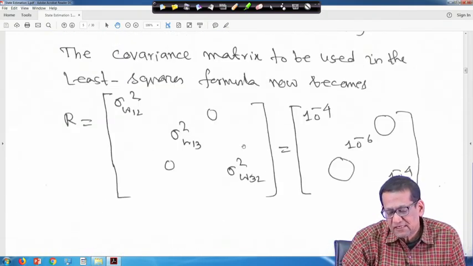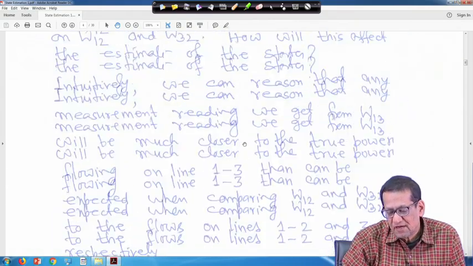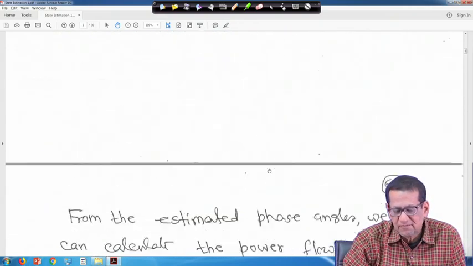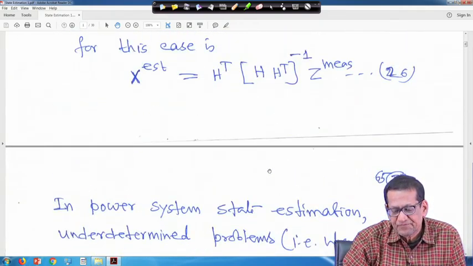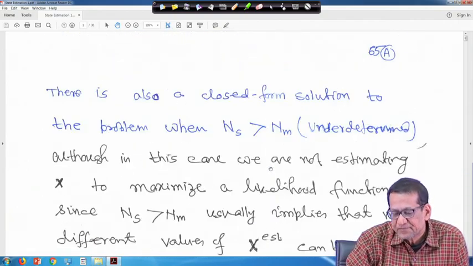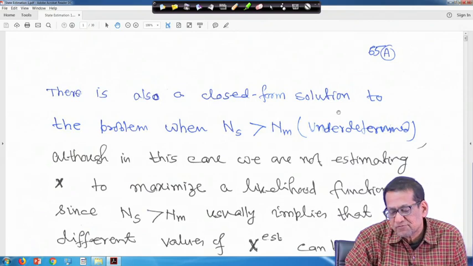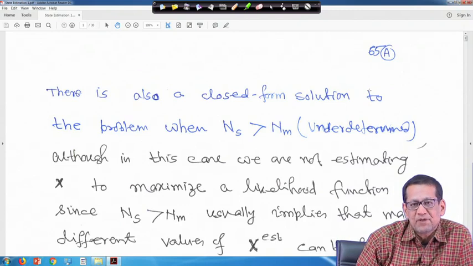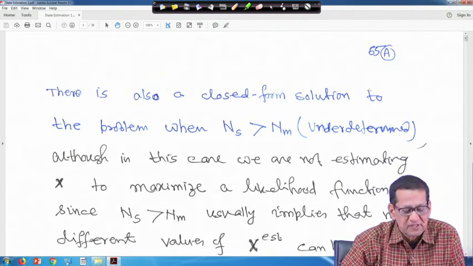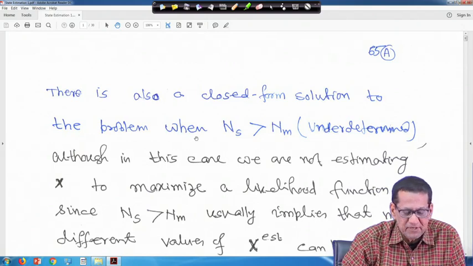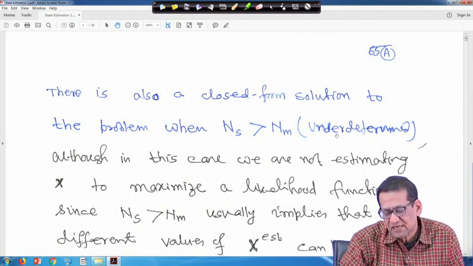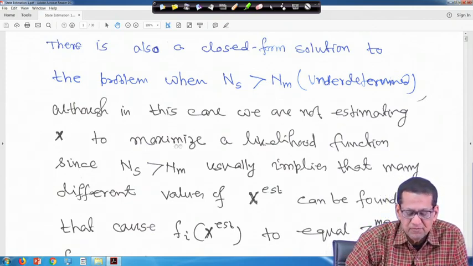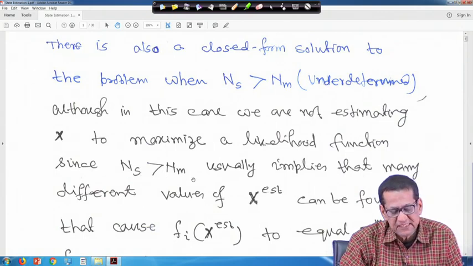Now, I will go back to this. This is equation 29, okay, but we will go back to the other two things, these two, right. So, there is also a closed form solution. First you go to this, then you come to 65A or 65B, the two pages, right, because I scanned it before. So, there is also a closed form solution to the problem when n is greater than n m, that is underdetermined, right. Although, in this case we are not estimating x to maximize a likelihood function, since n is greater than n m, right.